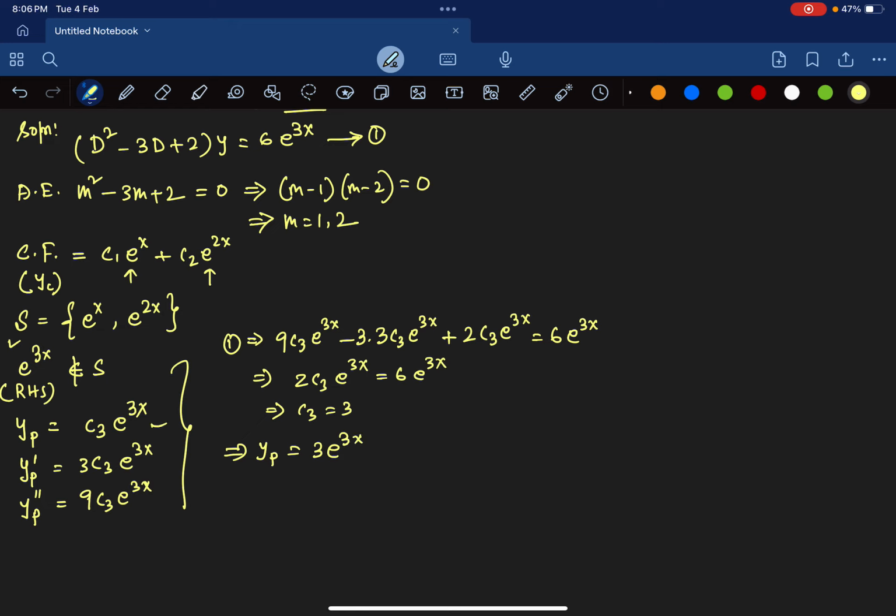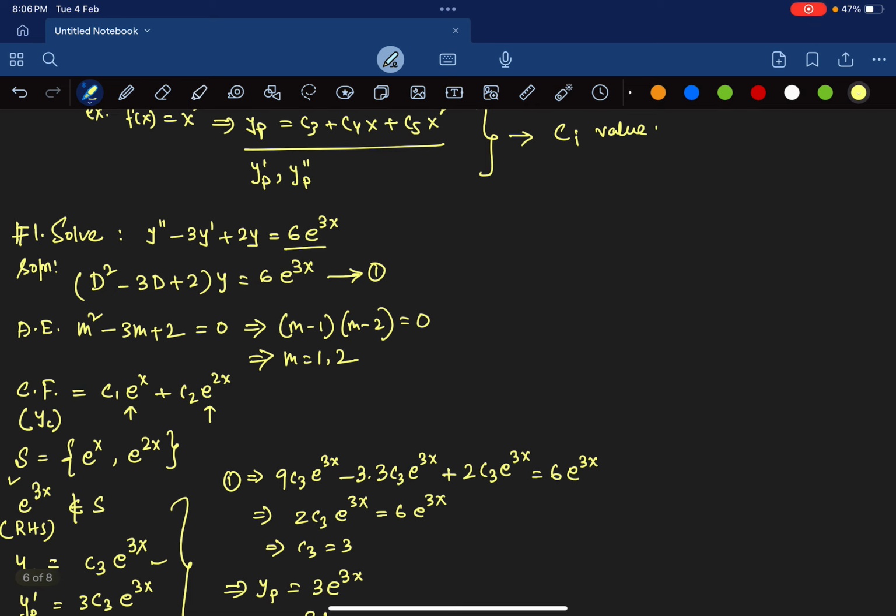So yp is this one and yc you already got. So the general solution is y = yc + yp. So yc is c1 e^x + c2 e^(2x), plus 3e^(3x). This is your general solution. This is your final answer. So this is the method of undetermined coefficients, and this is a very simple question I have taken.